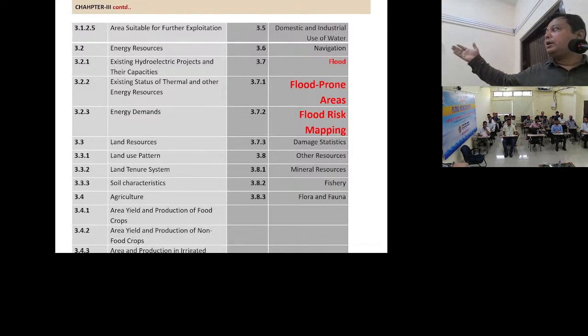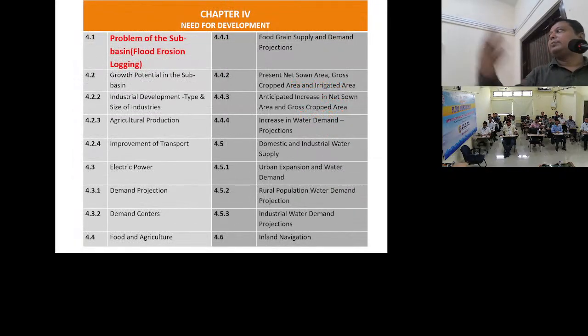Again, this is a similar kind of flood risk mapping. One is flood prone and one is flood risk. I think this time you already got it. Some prone area may not be at risk, but some area may be at very high risk. This will be another chapter.